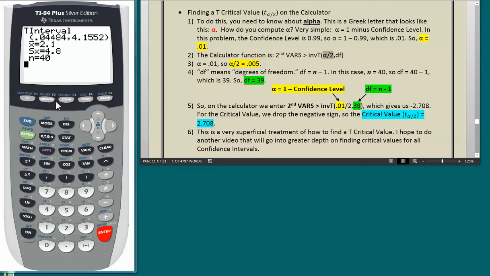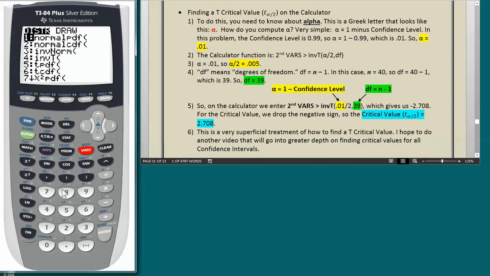So let's go ahead and do this on the calculator right now. Second vars, there you see invT. So invT, and we're going to put in 0.01 divided by 2 and 39. So 0.01 divided by 2. Then we need to put in a comma, and then we're going to put in 39. And I'm going to hit enter. And there you see our answer, negative 2.7079, etc. So I rounded that to negative 2.708.